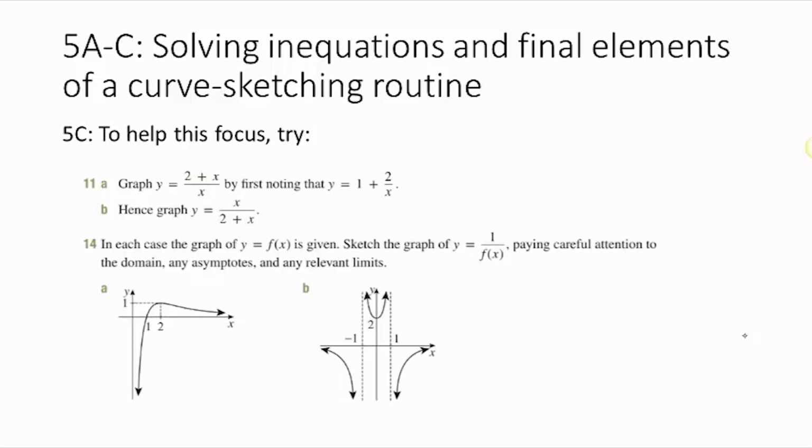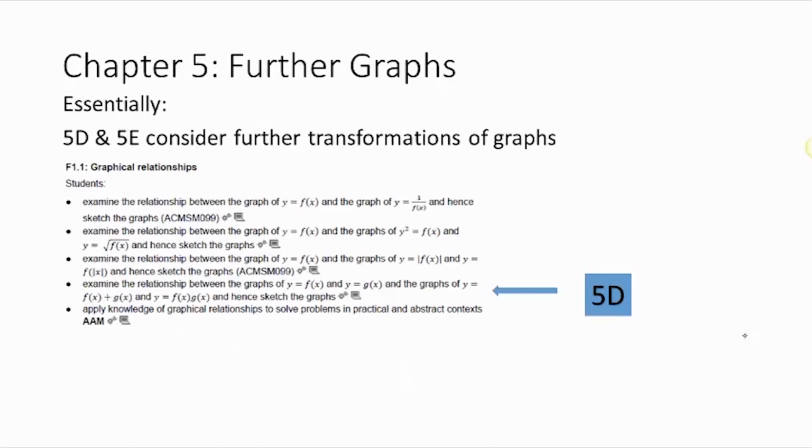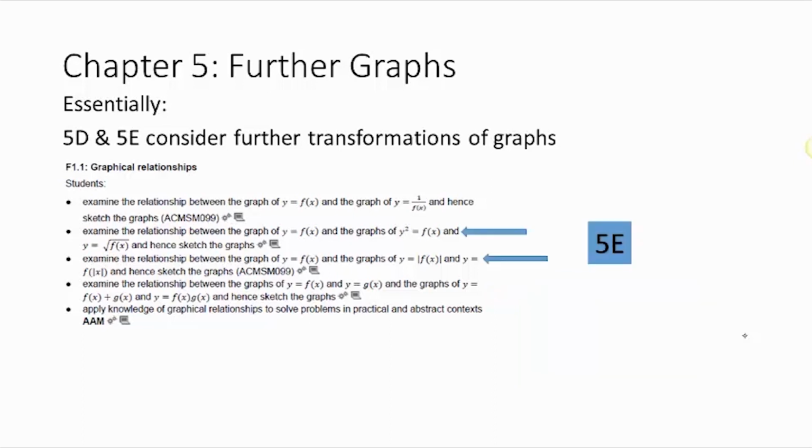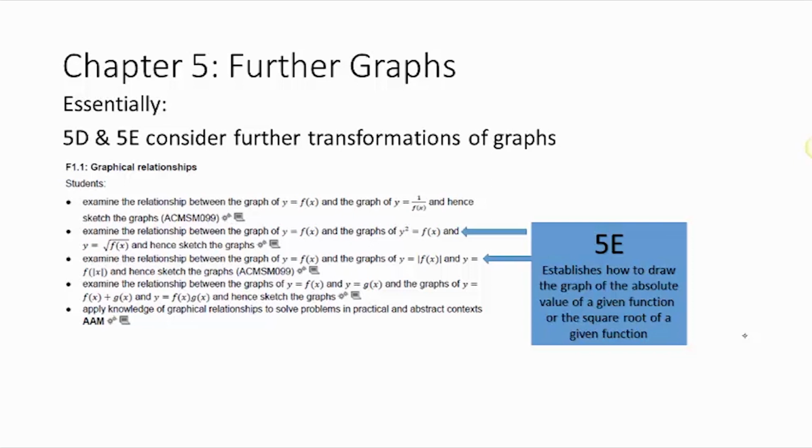And here's a couple of questions that goes through that. So then the next unit would be 5D and 5E together, which is looking at further transformations of graphs. So 5D is basically taking f of x and g of x, drawing the sum, difference and product of those functions. And 5E is doing the graph of the absolute value of a given function and the square root of a given function.